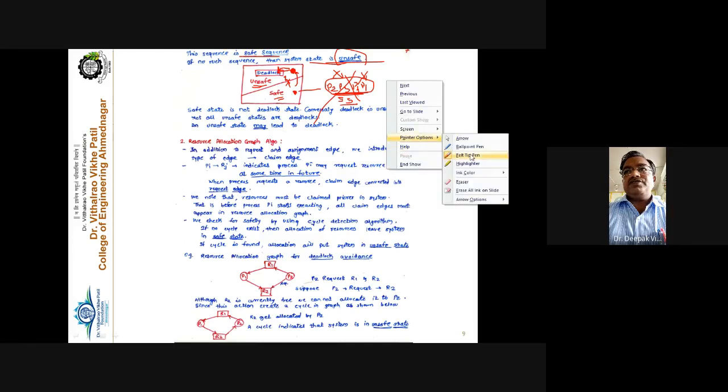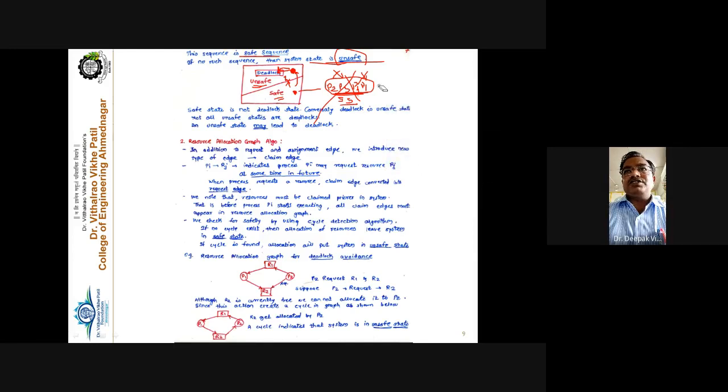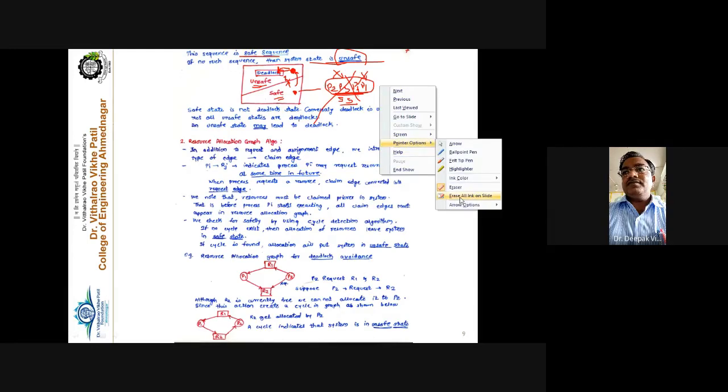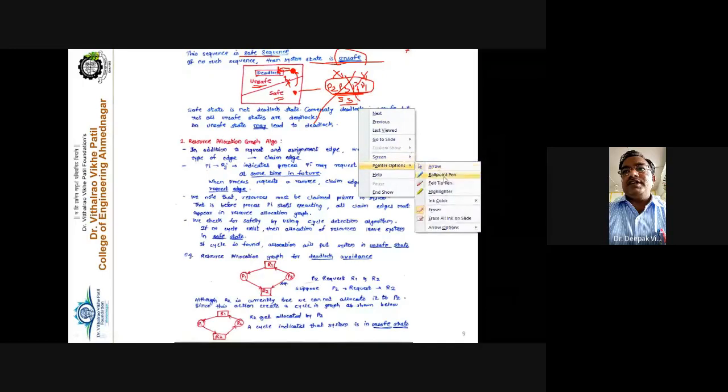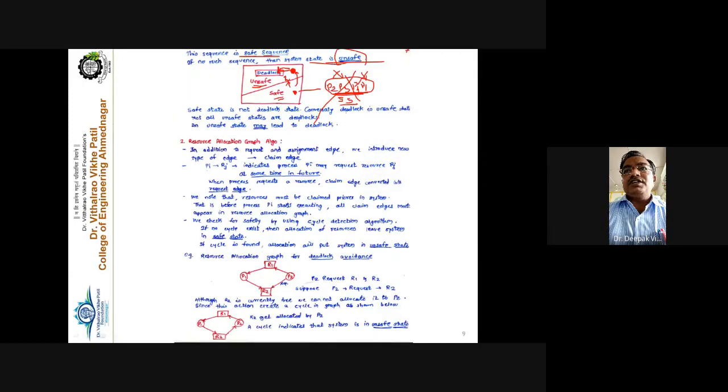So safe state is not deadlock state. See carefully. Safe state is not the deadlock state. Then we can say that conversely, deadlock is an unsafe state. Deadlock state is an unsafe state because it belongs to unsafe state. But not all unsafe states are deadlock states. So your system state may be here. Yes, it may be unsafe state, but it is not a deadlock state. But it is possible that it will go toward the deadlock.